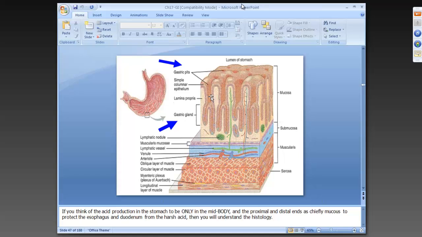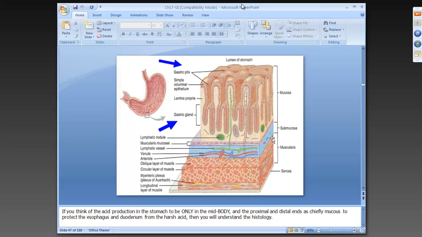Acid production in the stomach occurs only in the mid-body, while the proximal and distal ends are chiefly mucus to protect the esophagus and duodenum from the harsh acids. Then you will understand the histology as well. This is, again, a broad review of anatomy, in this case histology. Let's cut this little piece of stomach here, the border of the stomach. Greater curvature, right? Lesser curvature. Rugae.